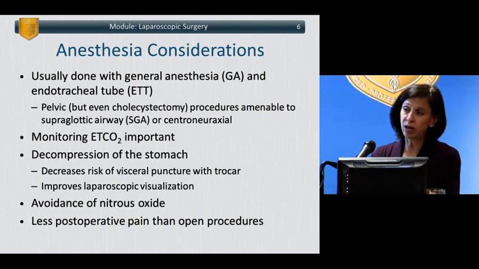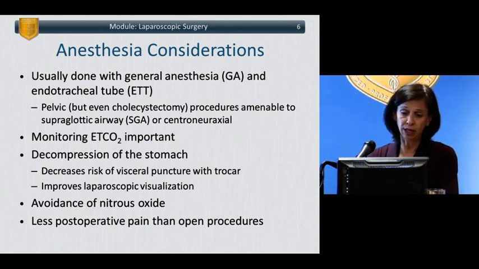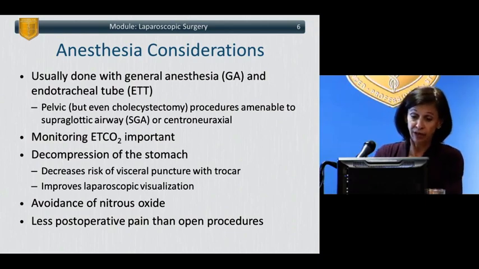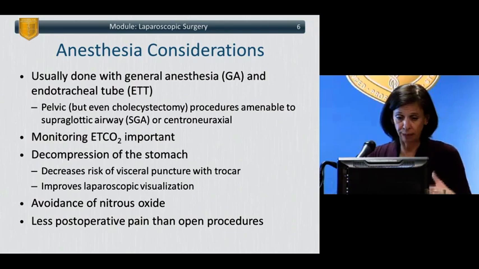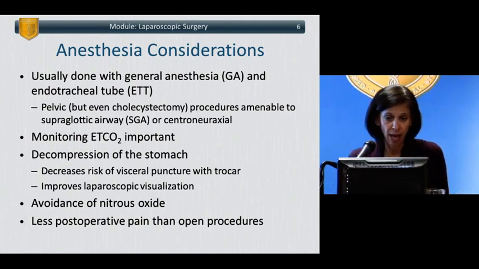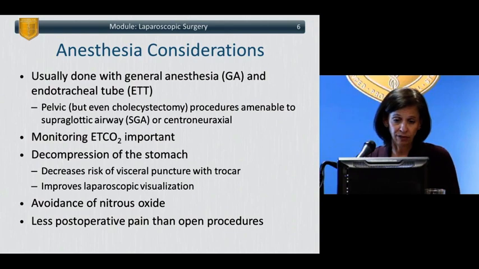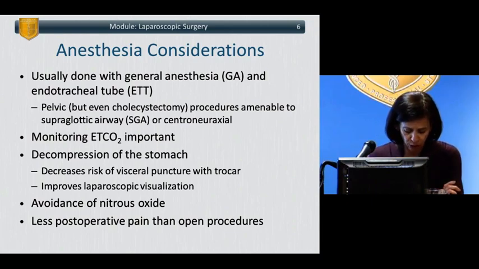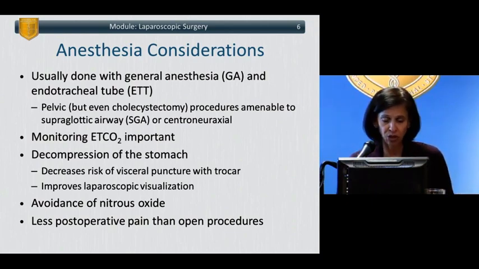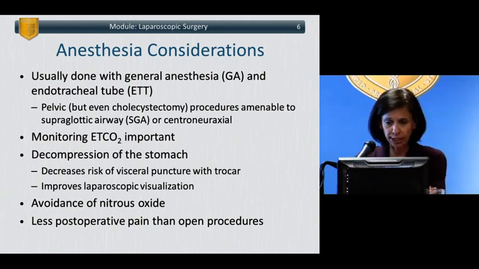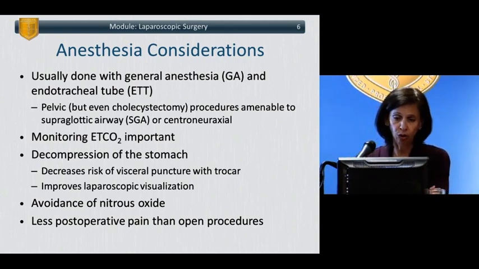So it's really important to monitor end-tidal CO2 because the end-tidal CO2 generally is going to go up unless you can ventilate the patient more, because of the iatrogenic input of CO2 into the abdomen. You want to make sure you decompress the stomach if there's a risk for visceral puncture with the trocar, and it can improve laparoscopic visualization. It's almost always important to do this for upper abdominal laparoscopic procedures, though again, increasingly for prostatectomies, hysterectomies, lower and pelvic procedures, it's not necessary to decompress the stomach with an OG tube.